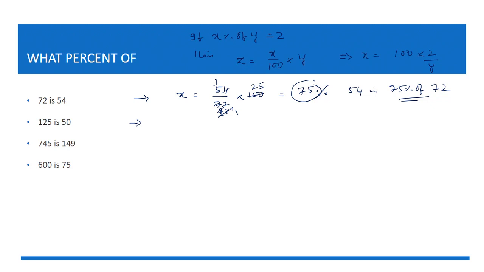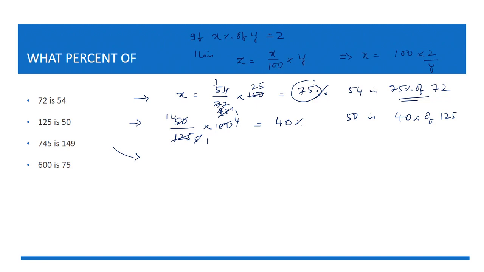So this is 50. I will write here that divided by 125, that into 100. Now simplify it. 25 5s are 25, 4s are 5, 1s are 5, 10s are. The answer is 40%, which means 50 is 40% of 125. Let us go with the third one.